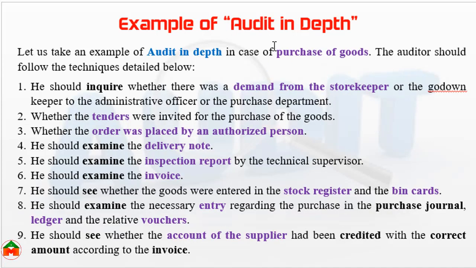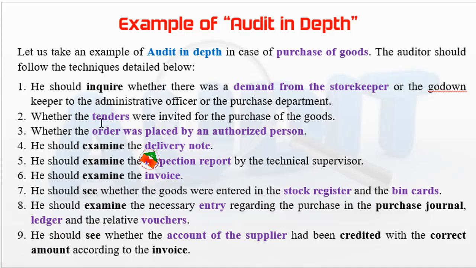Here we can see an example of audit in depth. Suppose you are going to check the transaction of purchase of goods. In that case, you can apply the audit in depth in the following ways. As an auditor, you should inquire whether there was a demand from the storekeeper to the administrative officer or the purchase department. I mean, there should be a requisition from the storekeeper to the purchase department or the concerned administrative officer.